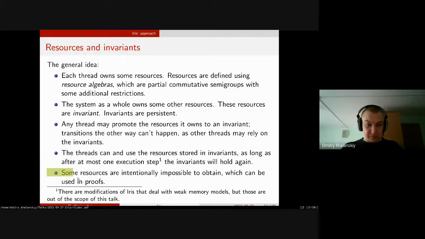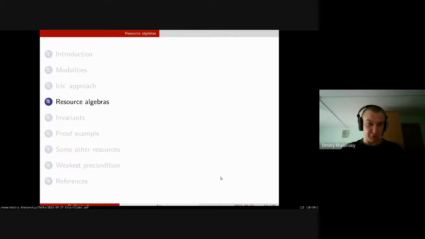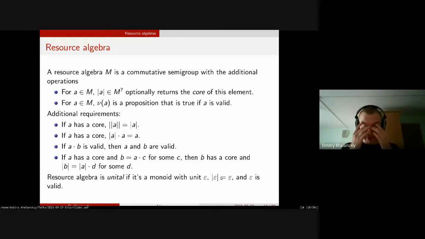And the final point here is that some resources are intentionally impossible to obtain, which will be used in proofs. This may look really obscure as of now, until we look at some examples. So let us proceed for now until the first example, dealing with the necessary definitions, after which I hope everything will become clear.